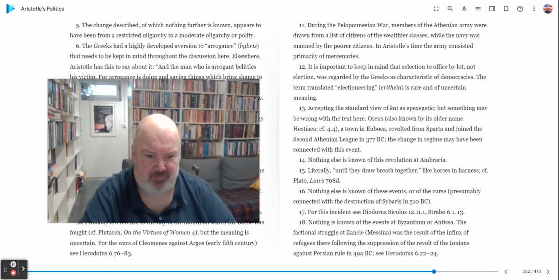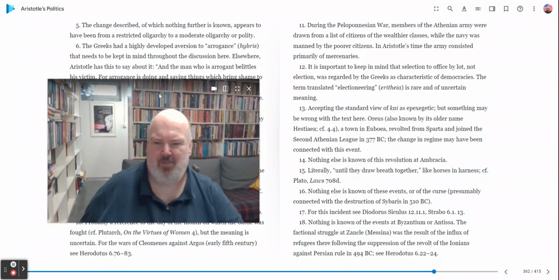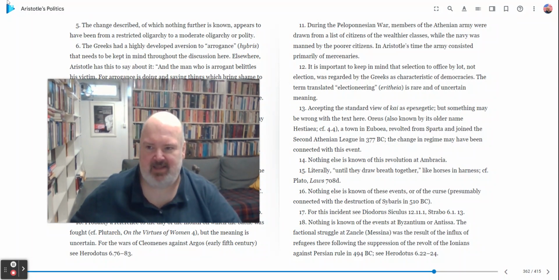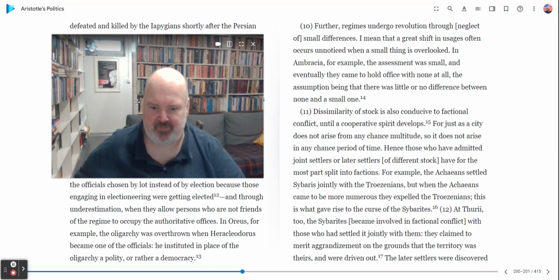Oreus, a town in Euboea, revolted from the Spartans and joined the Second Athenian League. The change in the regime may have been connected with this event. If that's the case, it would have gone from an oligarchy to a democracy, or from something less democratic to something more radically democratic, right? So that's why I think it's the democratic regime, right?